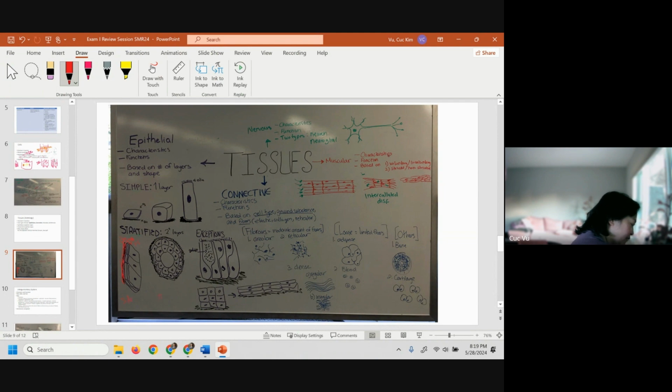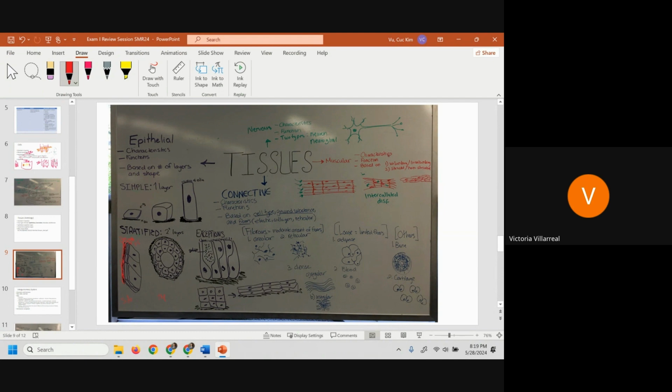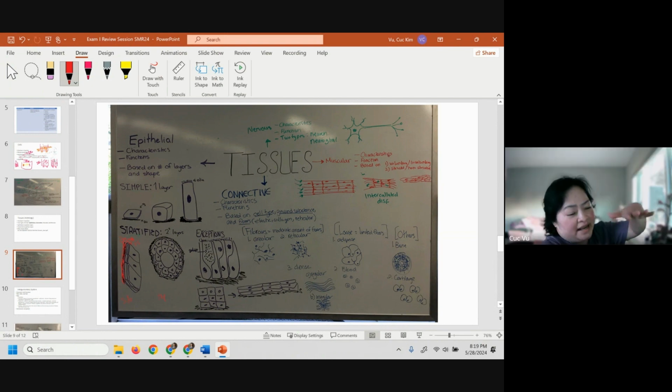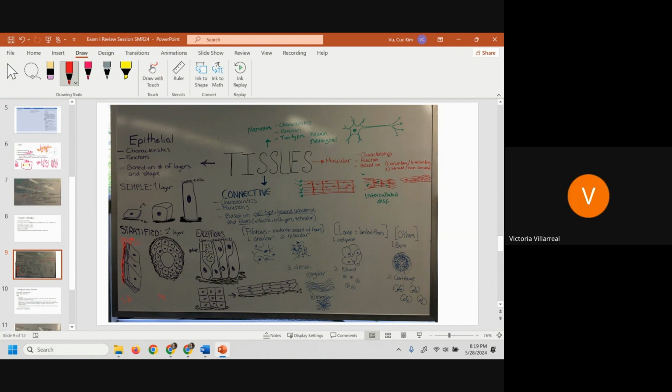So from a top view, you're looking downward on it. I have a question. You wouldn't count the basement membrane as a layer, right? That's just its own thing. Yep, that's the tissue that anchors it in place. Okay, thank you.